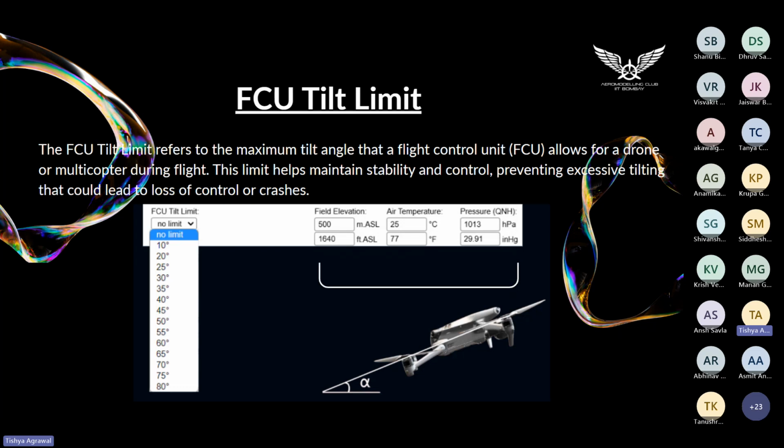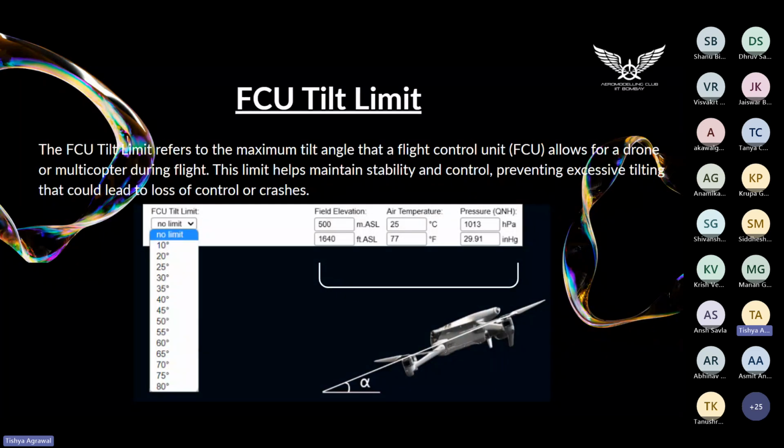Because if that happens, it would be very difficult for us to control the drone. Also, it would be very unstable in that case. Therefore, we set a maximum limit on our drone, so that the drone won't cross that limit, and it would be under control for most of the flight.